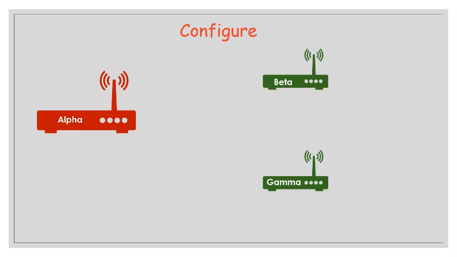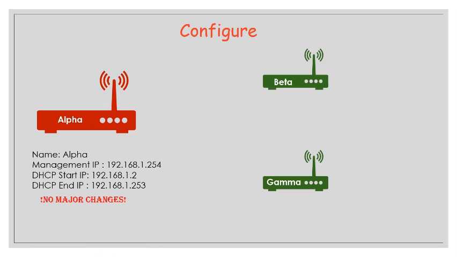The configuration is pretty simple. The alpha, beta, gamma are the names of the routers. The management IP address of the alpha router is 192.168.1.254, along with the DHCP start IP address and the end IP address. This will be the IP range assigned to all the endpoints, that are mobile phones, your laptops and computers. There are no major changes required in the alpha router because your ISP engineer will be configuring all these. Just make sure that there are no changes done on the WAN IP side.